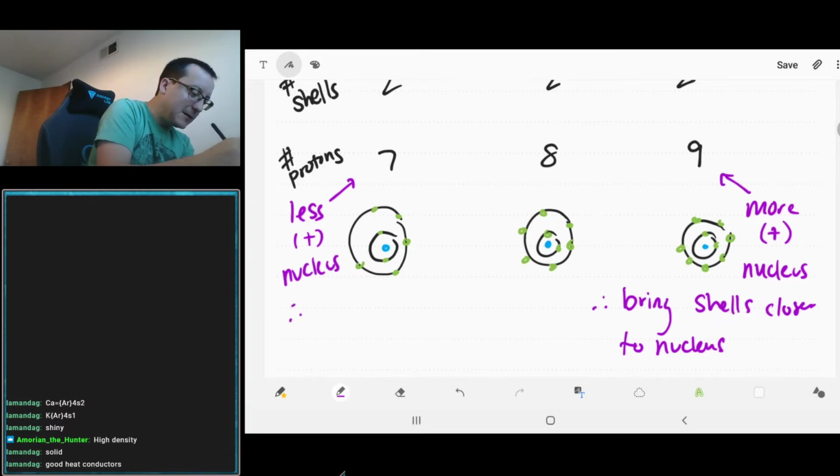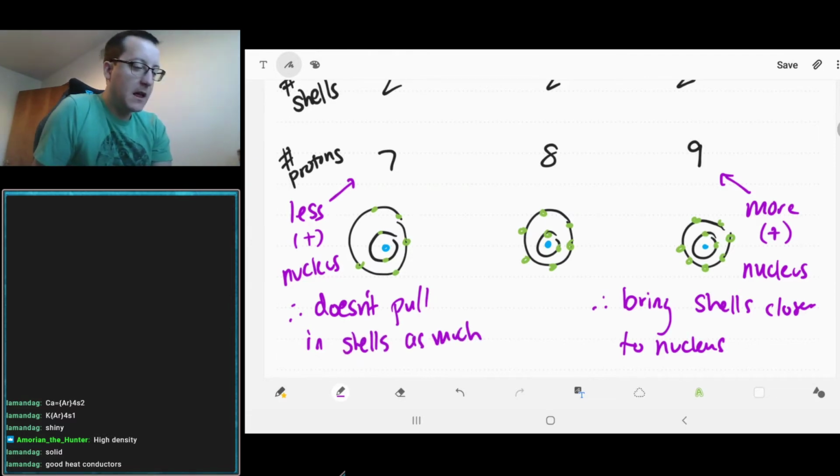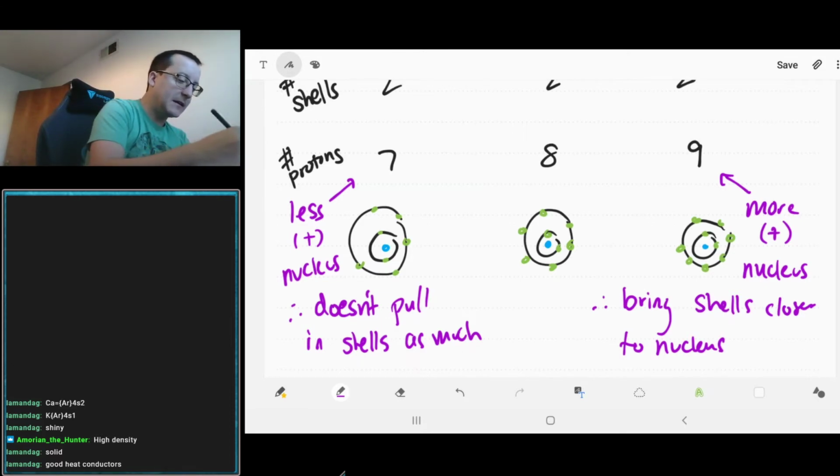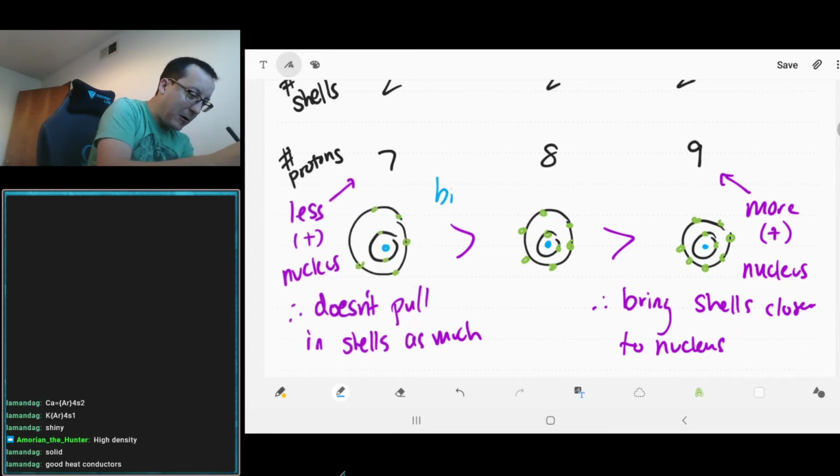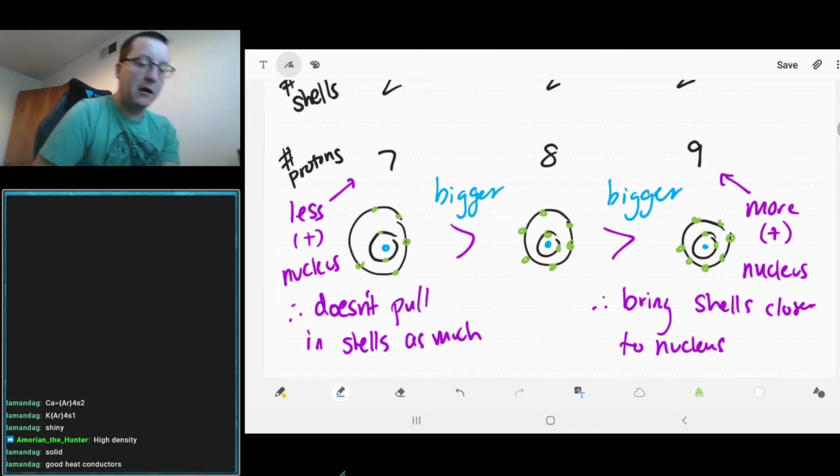And that means this doesn't pull in the shells as much. And so I've drawn them here in this way. We're going to see that nitrogen is going to be bigger than oxygen, which is going to be bigger than fluorine.